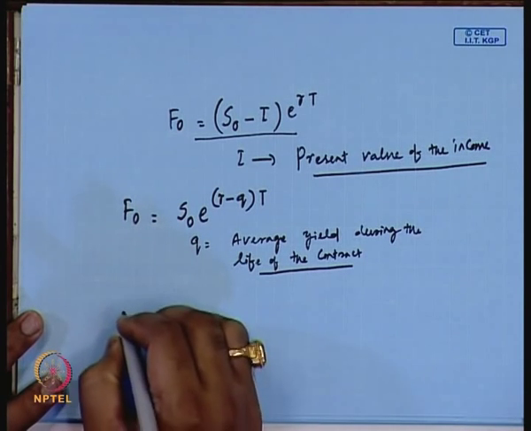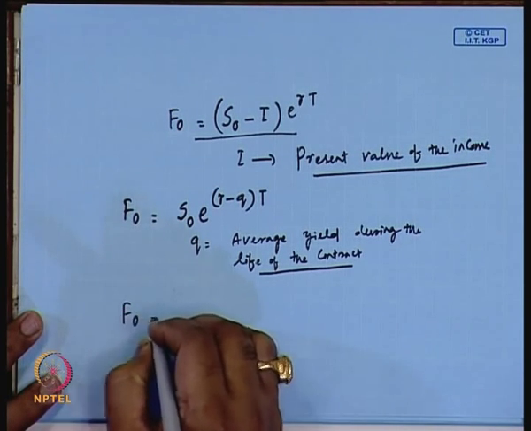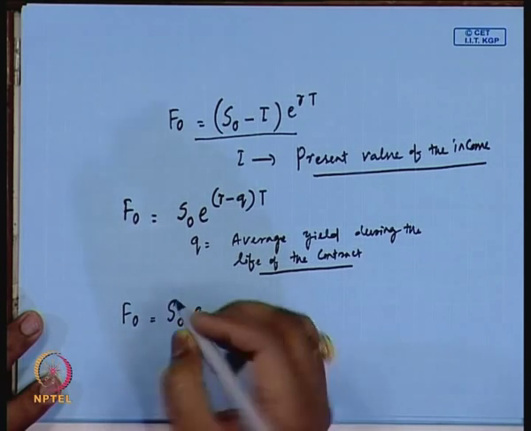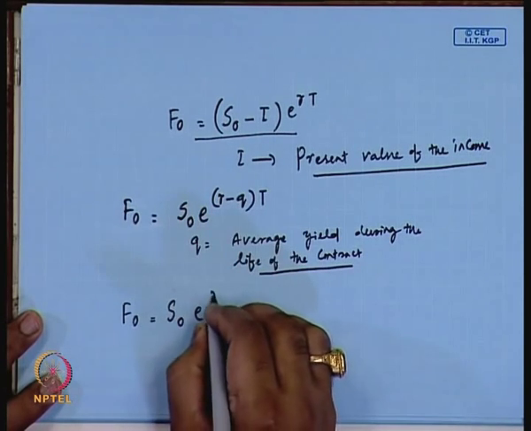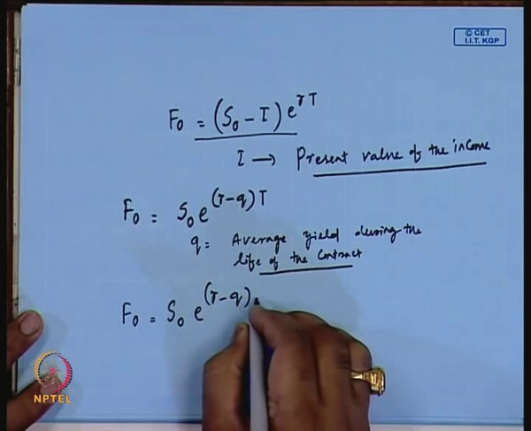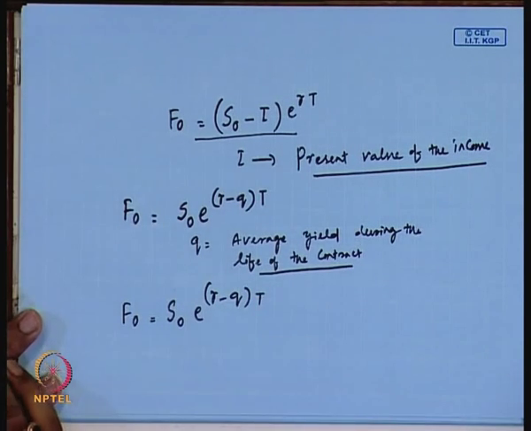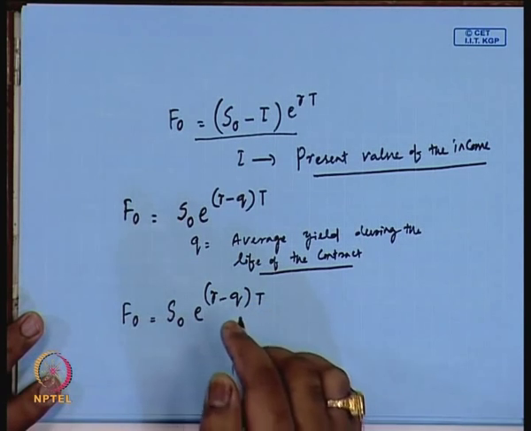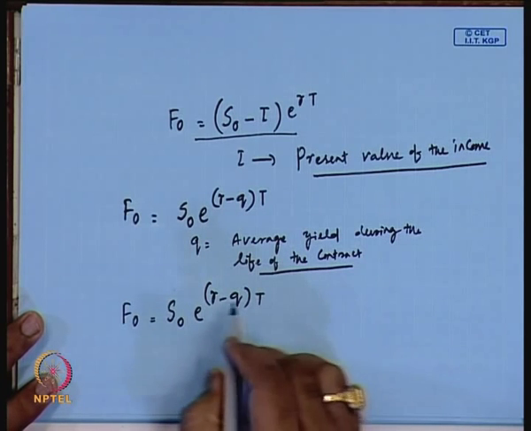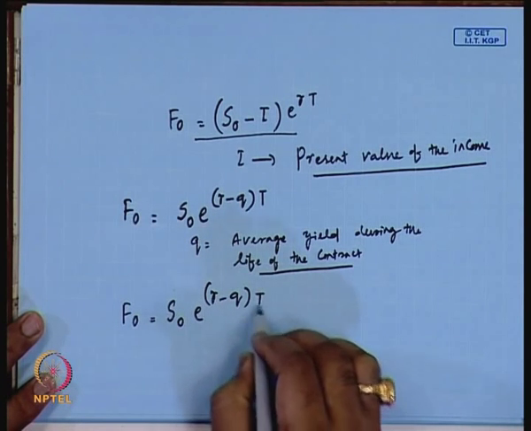The relationship between the future price and the spot price, basically your S 0, we know is F 0 equals S 0 e to the power r minus q into t, where q is basically the average yield. Already you know that q is the dividend yield on the portfolio represented by the index.